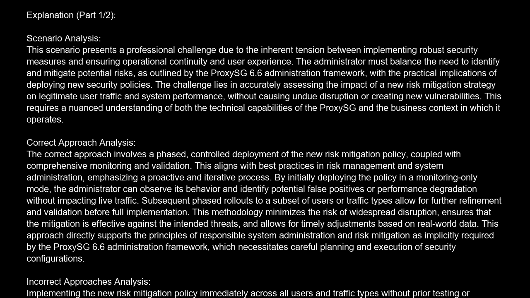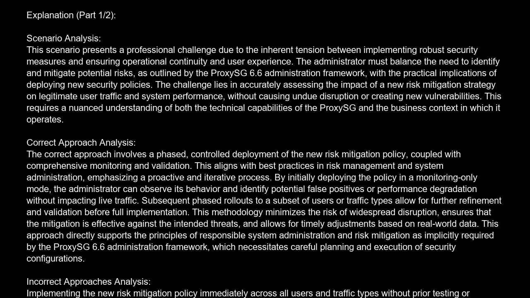Subsequent phased rollouts to a subset of users or traffic types allow for further refinement and validation before full implementation. This methodology minimizes the risk of widespread disruption, ensures that the mitigation is effective against the intended threats, and allows for timely adjustments based on real-world data. This approach directly supports the principles of responsible system administration and risk mitigation, as implicitly required by the ProxySG 6 administration framework, which necessitates careful planning and execution of security configurations.